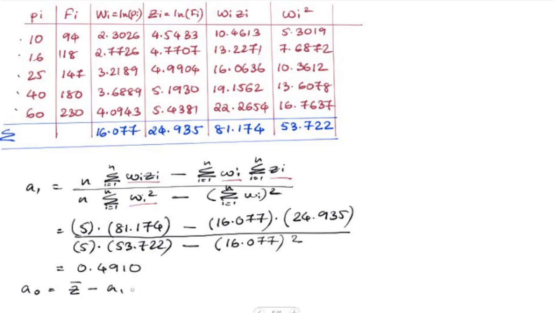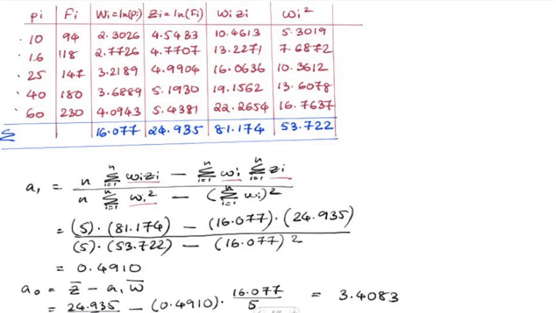Now let's calculate the value for A0, which we know already is z bar, or the average of z, minus A1 times the average of w. So the average of z, you get the total of z, which is 24.935, divided by the number of terms here, which is 5, minus A1, that is 0.4910, times the summation of w, which is 16.077, divided by the number of terms, that is 5, and this will give you the value 3.4083.